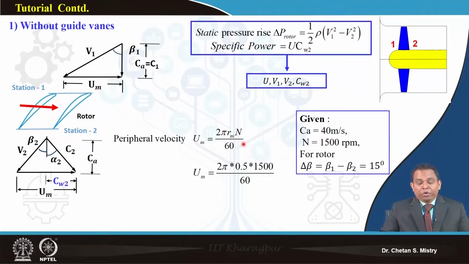The rotational speed is given, it is 1500, and my radius is 0.5. So we can calculate my peripheral speed. It says this is coming 78.54 meter per second.